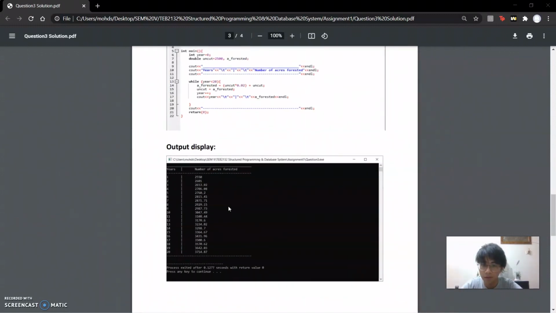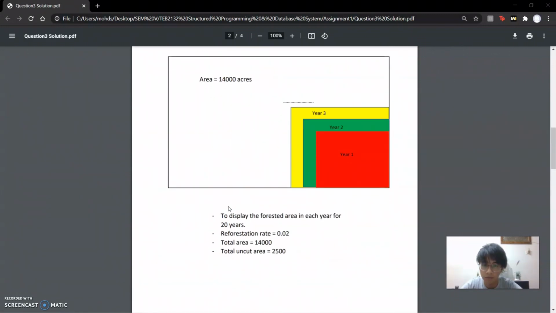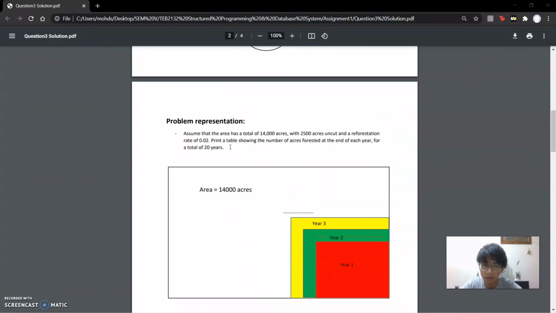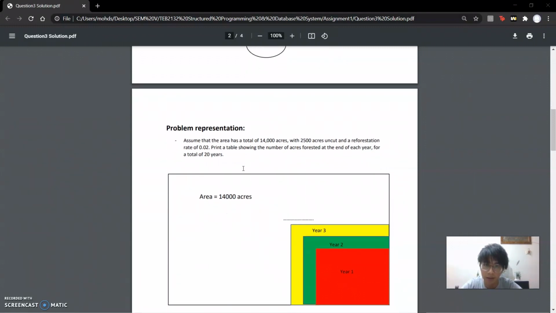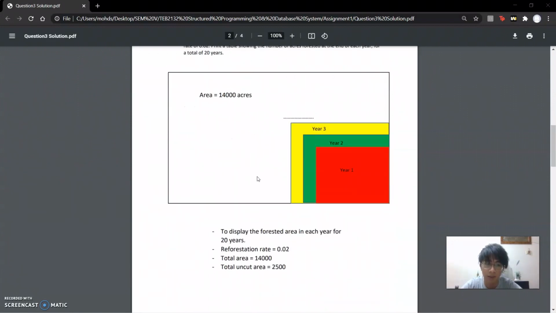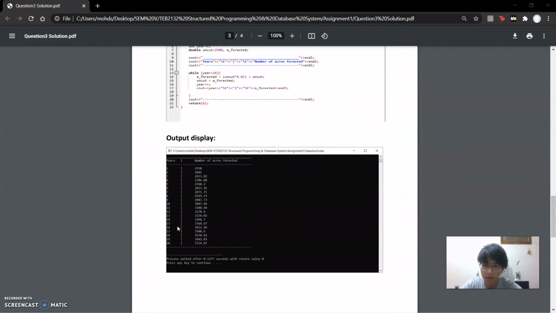Okay, so the solution basically has answered the question, which is to print a table. That is the first. And the showing numbers of acres forested at the end of each year for a total of 20 years. And that's basically answered the question.